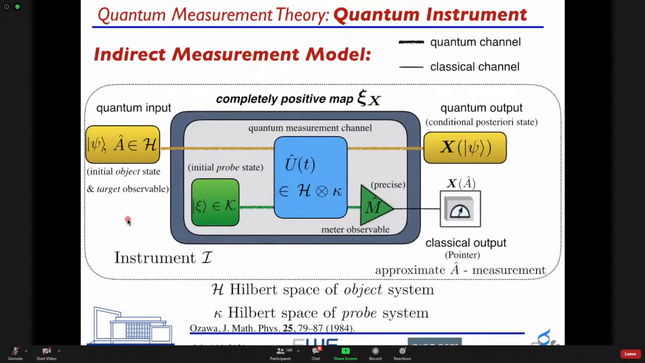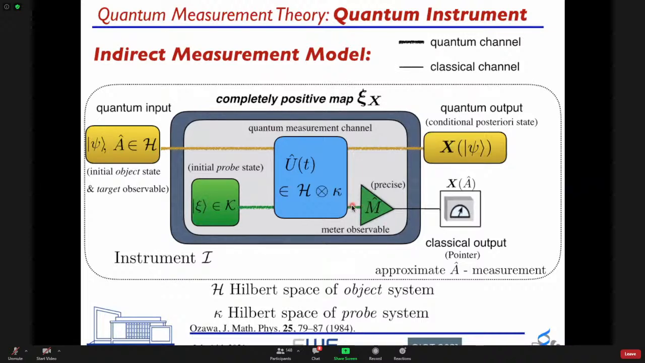Okay, so now we need to understand what happens in a quantum measurement process. The most general description is a so-called quantum instrument. We have our quantum system, which we call the object system, with its Hilbert space. On the object system, we have, for example, our observable A, which is our target observable, so it is the observable that we want to measure. We have some state of the system, but we also have a second quantum system, the probe or measurement system, which also has an initial state and a so-called meter observable.